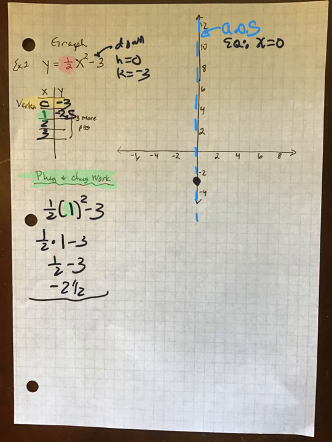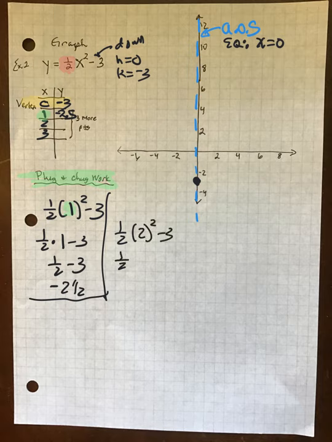And then I'm going to plug in 2, and exponents first. So 2 squared is 4. Half of 4, right? We should be able to multiply by 1/2 very easily. Half of 4 is 2. And then 2 minus 3, remember, is -1.